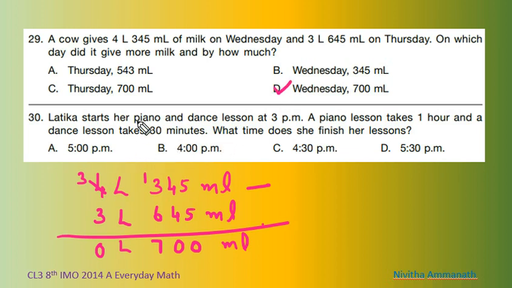Ledika starts her piano and dance lessons at 3 p.m. A piano lesson takes 1 hour and a dance lesson takes 30 minutes. What time does she finish her lessons? 1 hour after 3 p.m. means 4 p.m. Is it? Yes. Then half an hour, that is 4:30 p.m. So 4:30 p.m. C is the correct option.